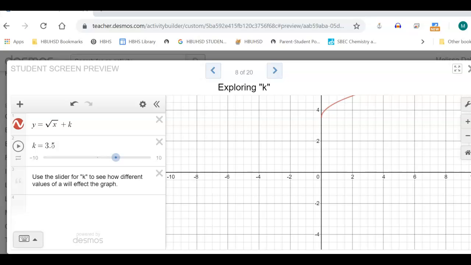Is that okay with everybody? All right, so H was left and right shifting. K was up and down shifting. A is a little more complicated. Positive, negative can cause reflecting, and the numbers can cause stretching or compressing, right?